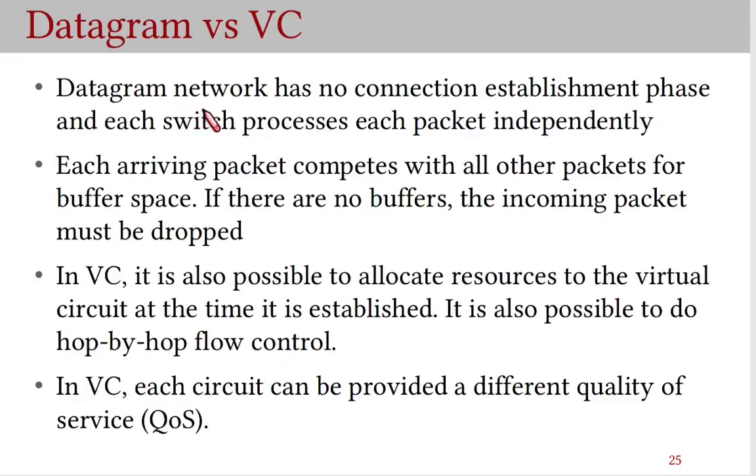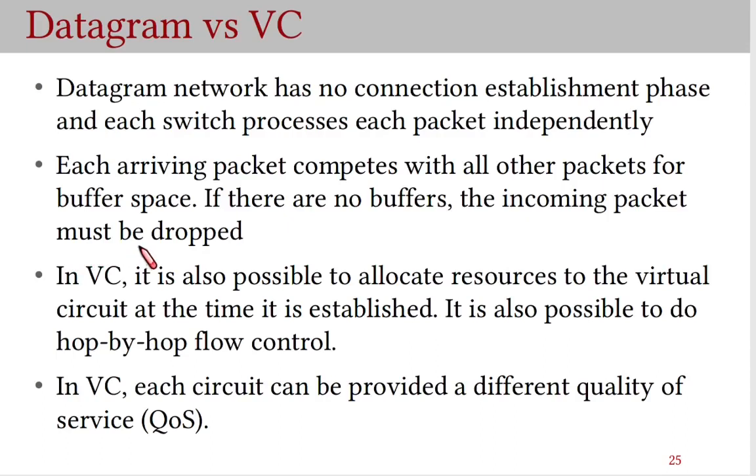In comparison, a datagram network has no connection establishment phase, and therefore the start of data transmission can happen immediately. There is no one round trip time wait. And second, each switch processes each of the incoming packets independently. So it's possible that different datagrams take different routes. Another thing is that in the case of datagram switching, each arriving packet competes with all other packets for buffer space. So if there are no free buffers, the incoming packet has to be dropped.